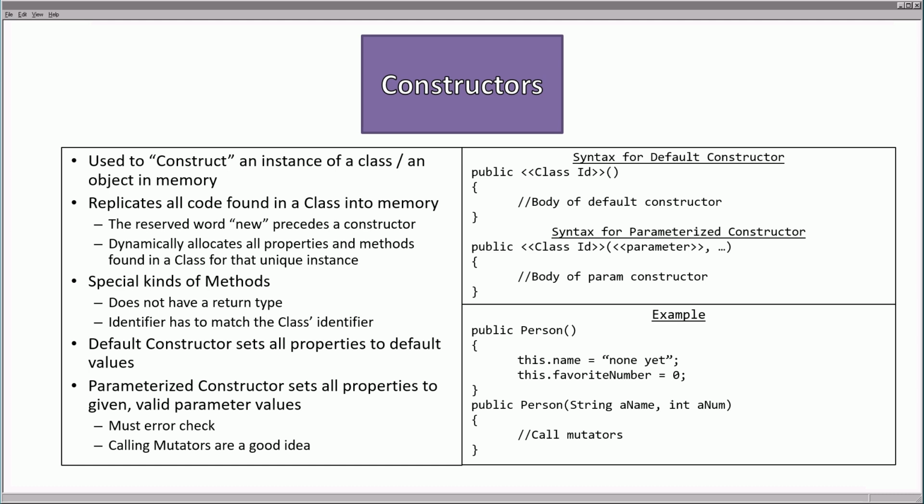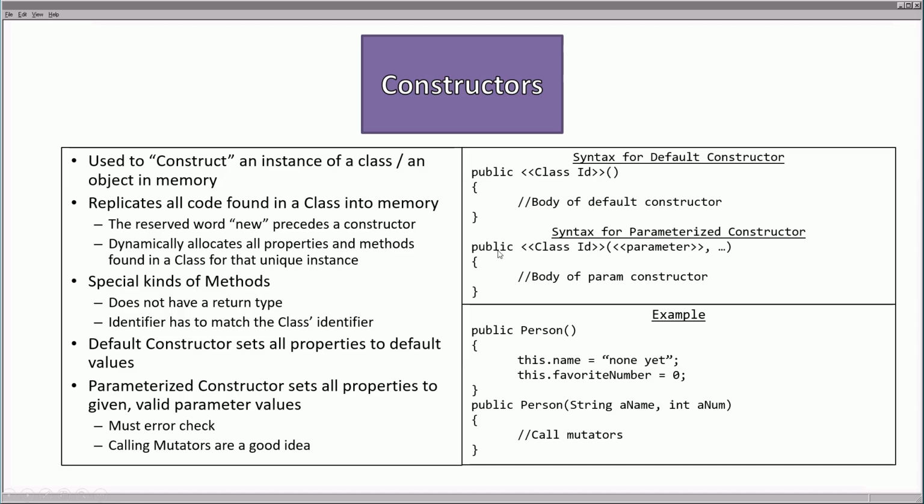Now, looking at the syntax for a constructor, you can see that it starts out with public, and then no return type, and the identifier has to match the class's identifier. Now, we can tell that this is a default constructor because it has no parameters inside the parentheses. The purpose of a default constructor is to construct an instance of that object and also set its properties, the instance variables, to some kind of default value.